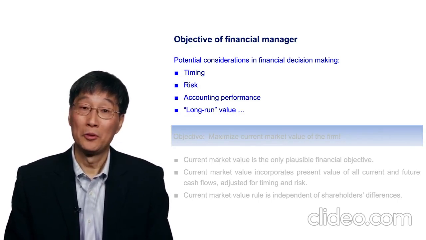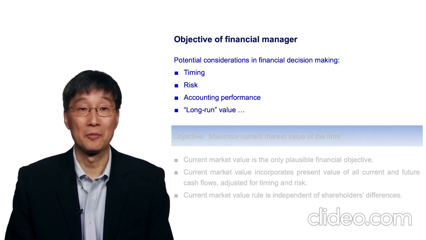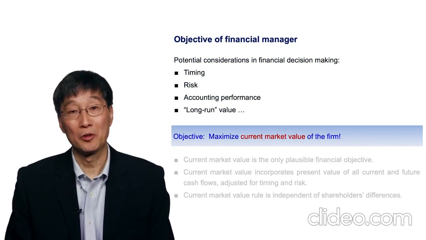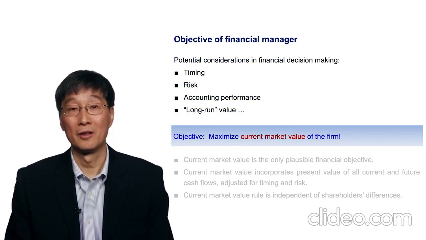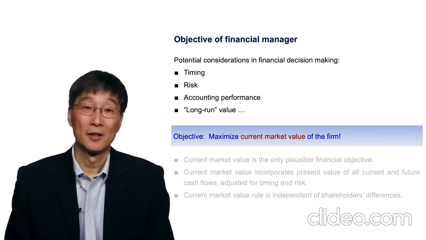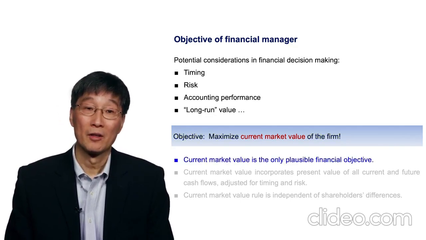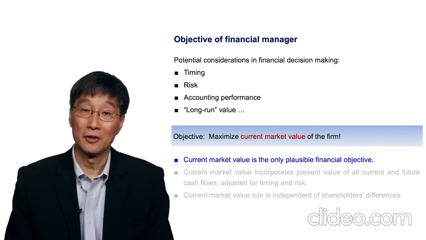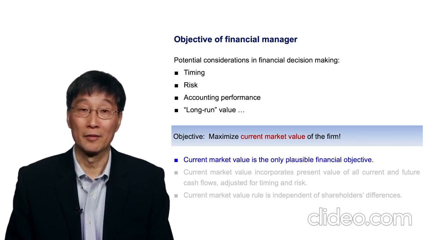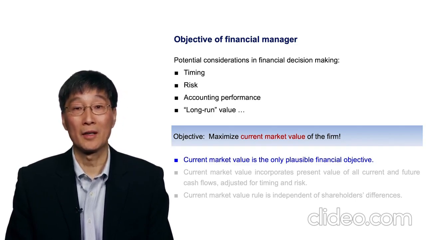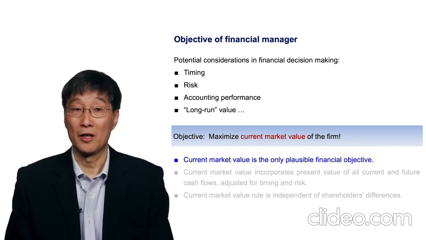But what we hope to show is that with the support of a well-functioning financial market, the only reasonable objective for the firm's manager is to maximize the current market value of the firm. Here are the reasons. First, current market value is an unbiased financial objective. It is determined and supported by the financial market and is realizable. You can realize the value of the project by simply selling the shares in the market.